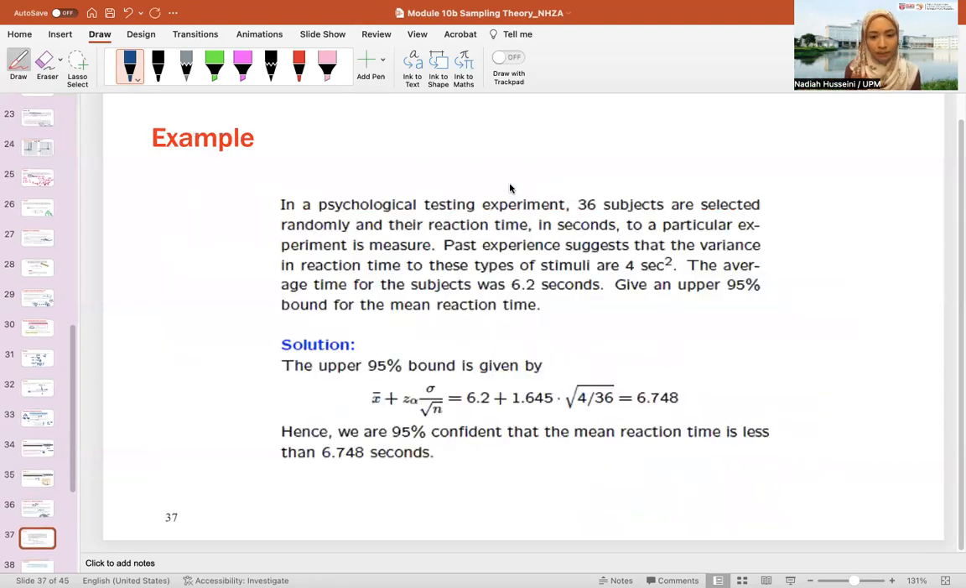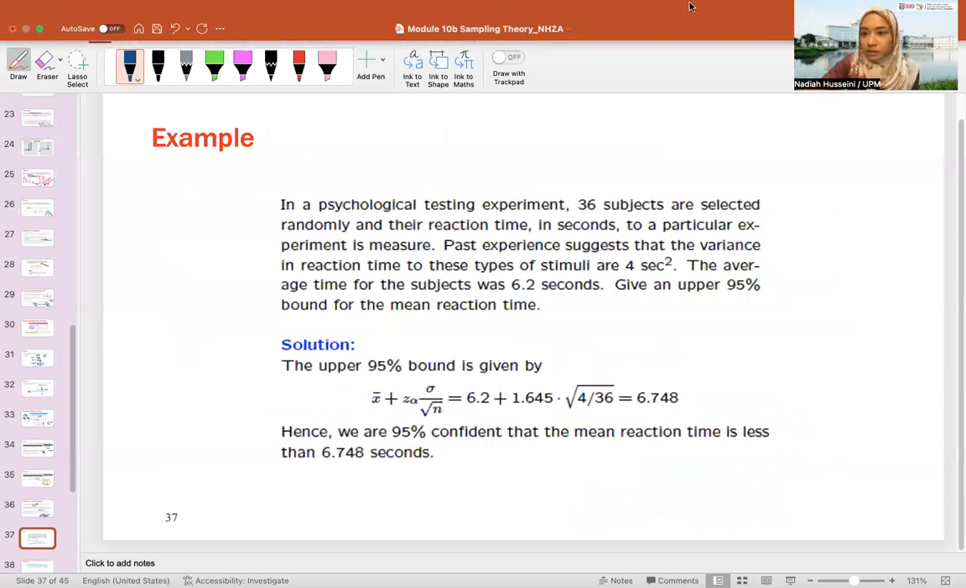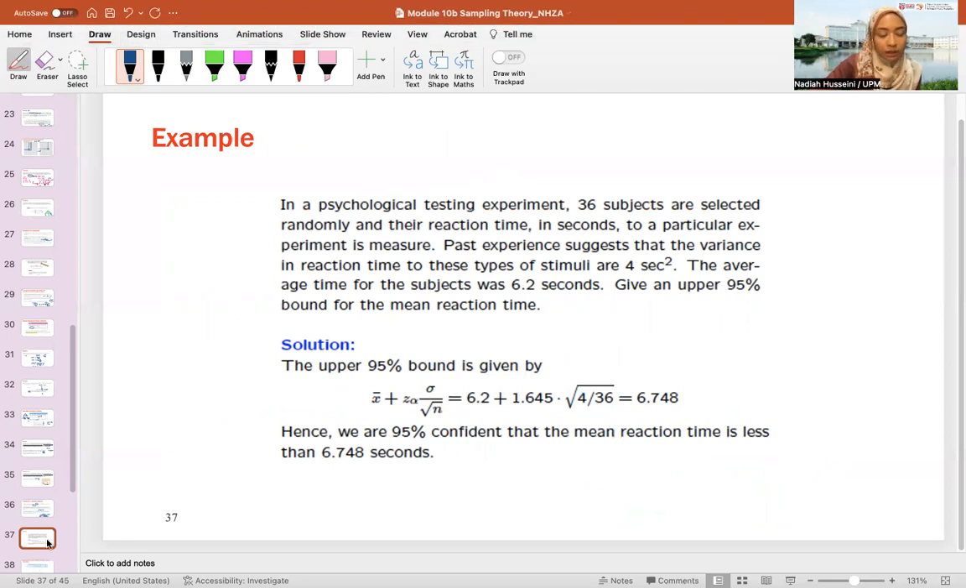Okay, so this is an example. This is just applying. I'm not going to go over this. You can read this example. Fairly straightforward, I'm sure. If you have any questions about this one, you can ask me.